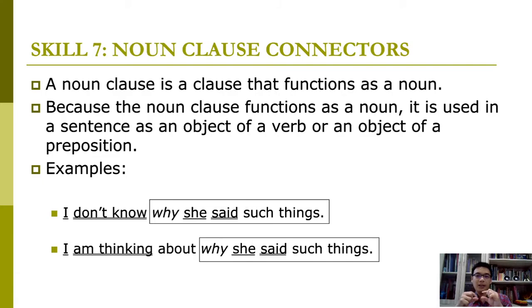Okay? The main clause is I don't know. The subject is I, and don't know is the verb. So here the noun clause functions as the object of a verb. In the second example, the noun clause is put after a preposition. So it is the object of a preposition. I am thinking about why she said such things.